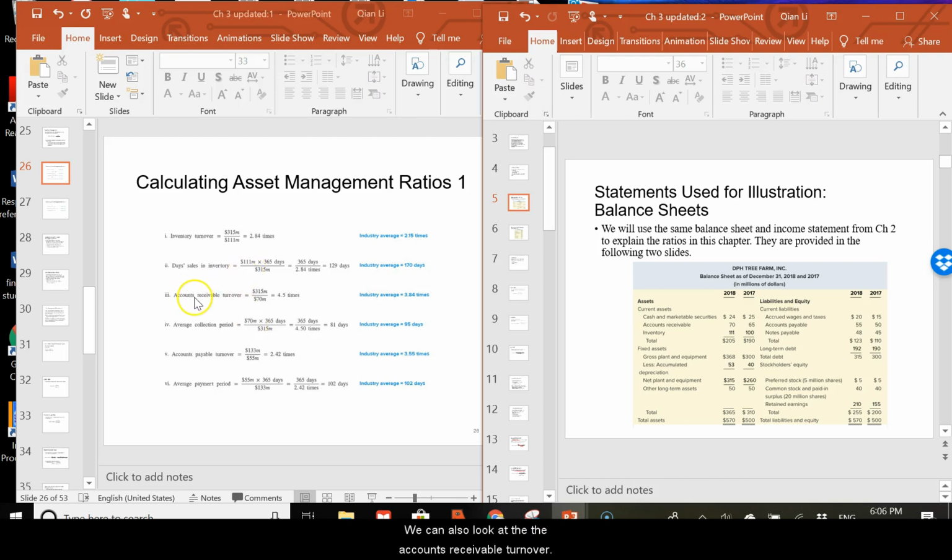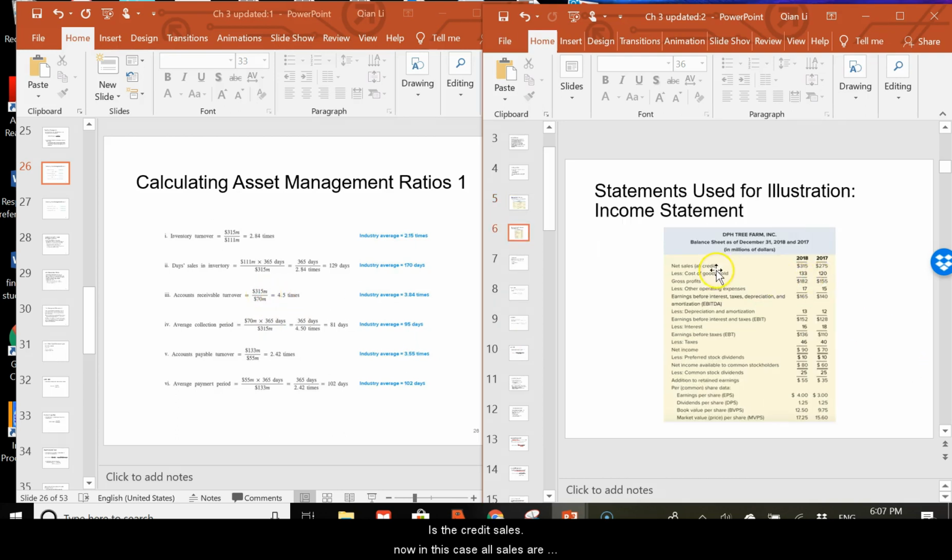We can also look at the accounts receivable turnover. Accounts receivable is 70 million. That's from the balance sheet. The numerator is the credit sales. Now, in this case, all sales are credits, so we are actually using the net sales 315 divided by 70 million accounts receivable. That's how we got the accounts receivable turnover.